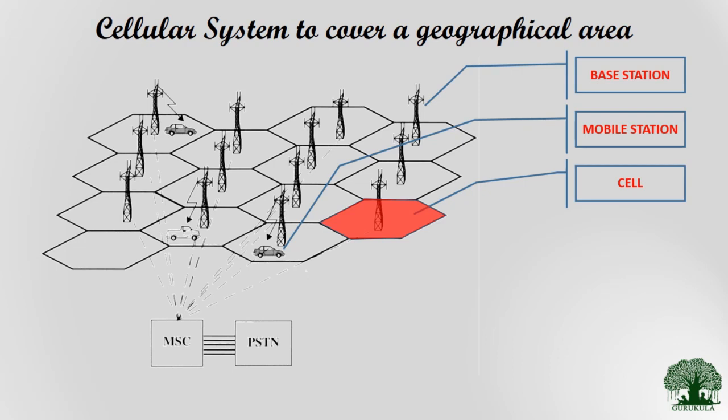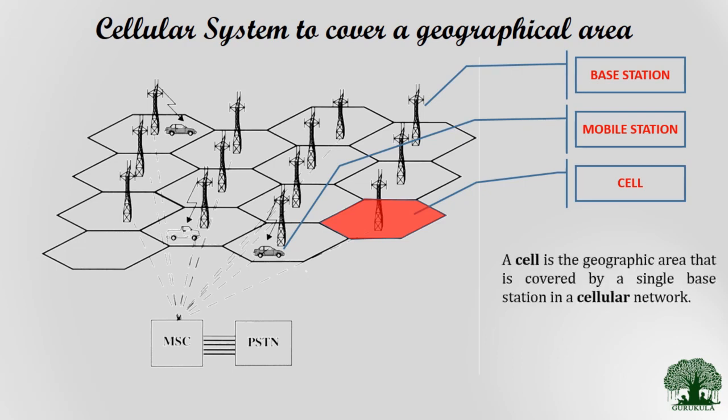Technically, a cell is defined as any geographical area that is covered by a single base station. That is the reason why we call it a cellular system.